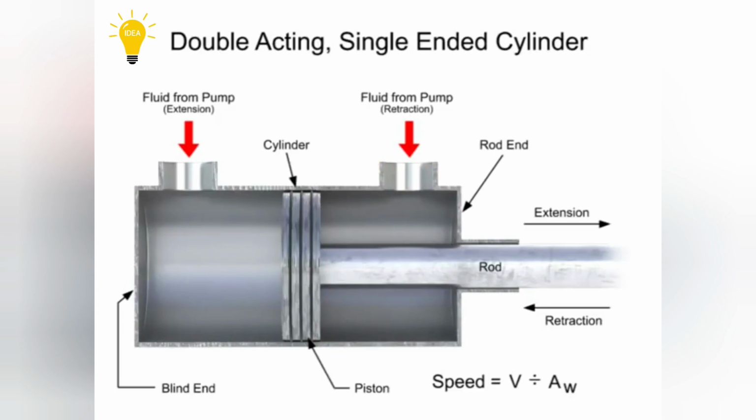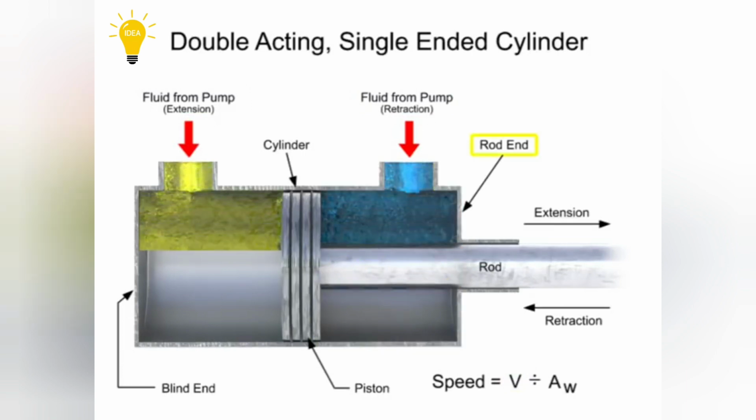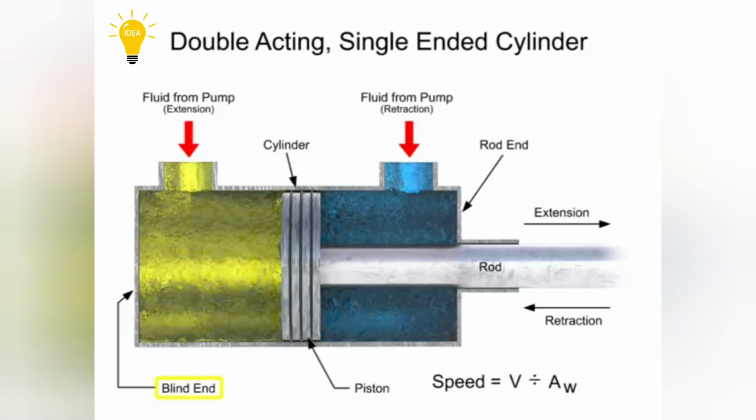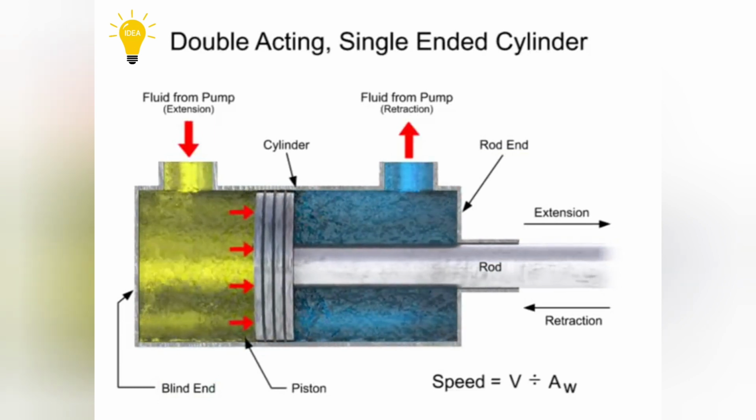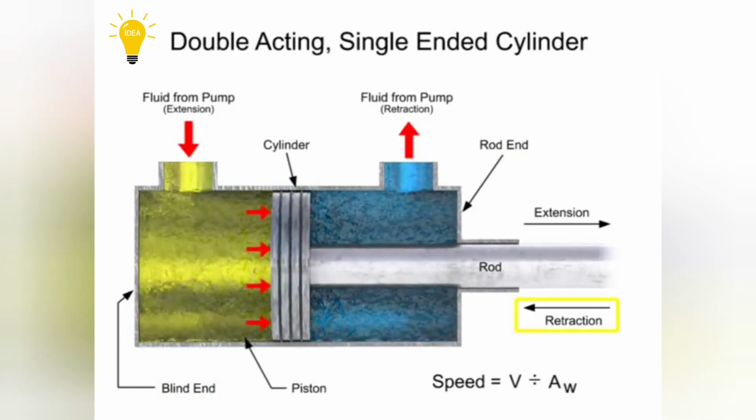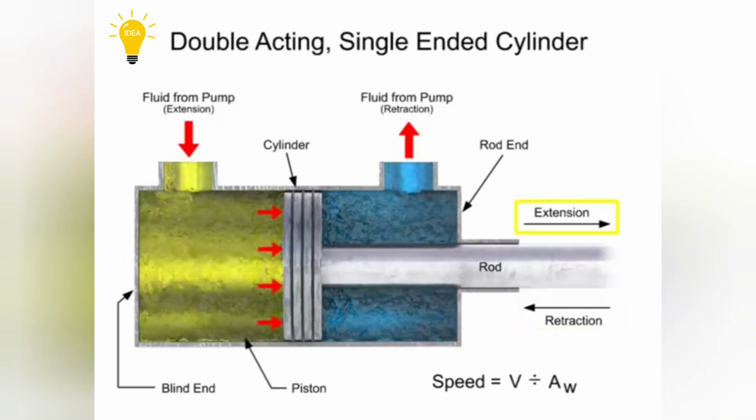Let's assume that the volumetric flow rate is equal for each inlet. Because the rod takes up space within the cylinder, less fluid is required to fill that side. This means that the fluid can fill the rod end side more quickly than it can fill the blind end. Since the rod end side fills with fluid more quickly, the cylinder will always retract faster than it can extend.